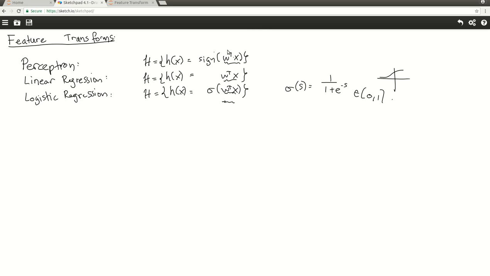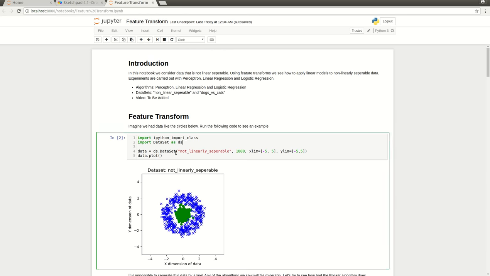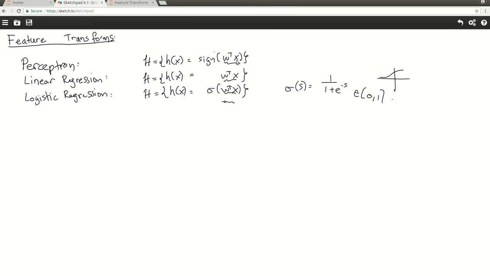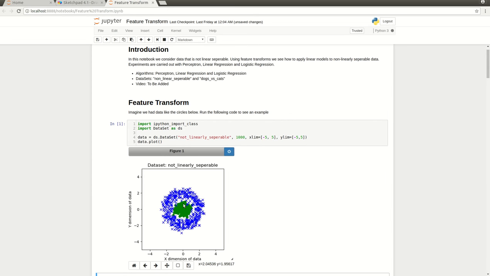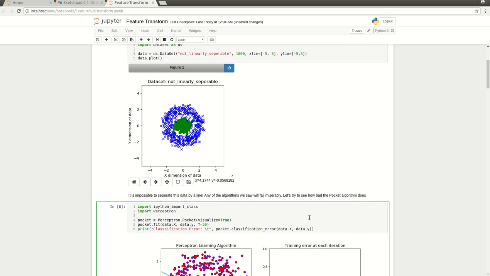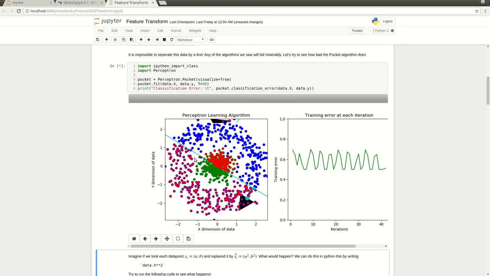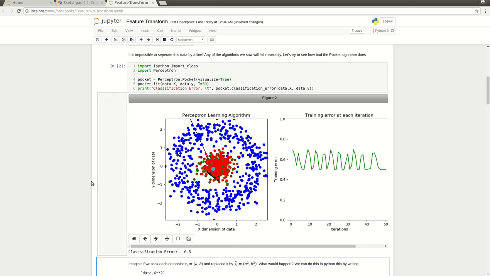So this becomes a problem if the data looks like this. You can think of these models as trying to find lines. So there won't be a line separating this data set in a very good way. If we run the pocket algorithm, we'll see something like this, and we won't really get anything useful out of it.